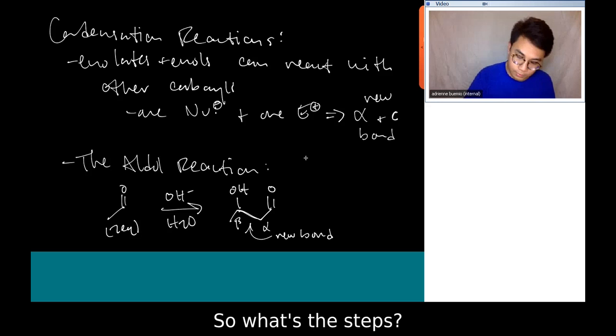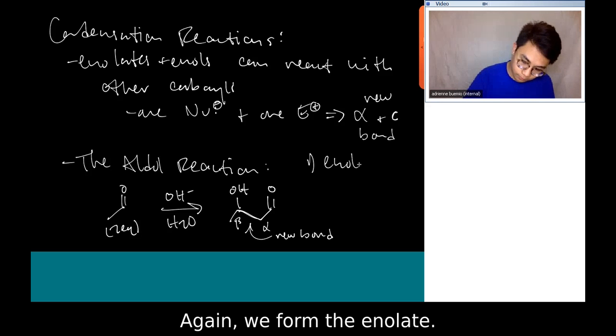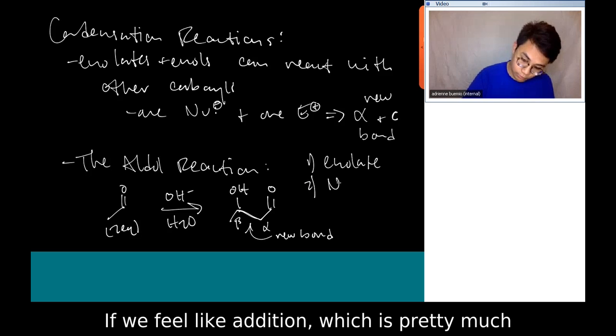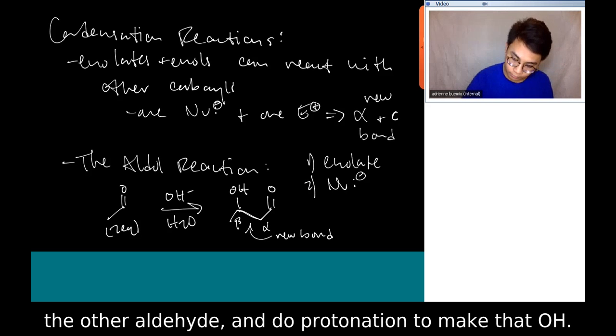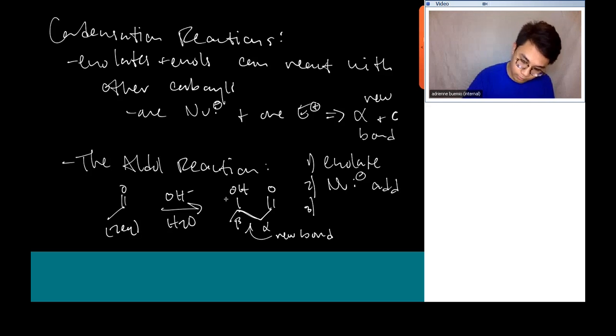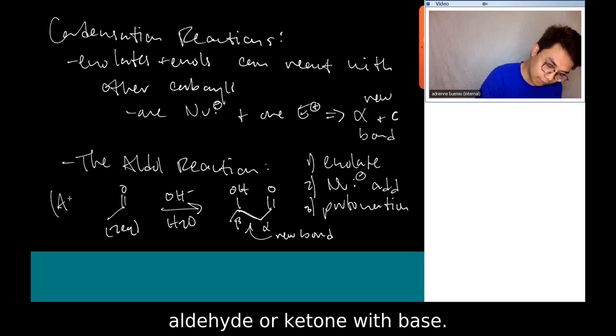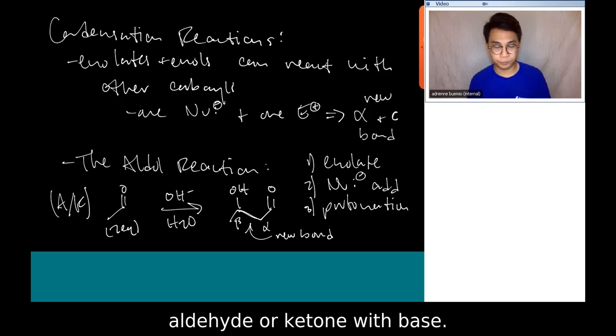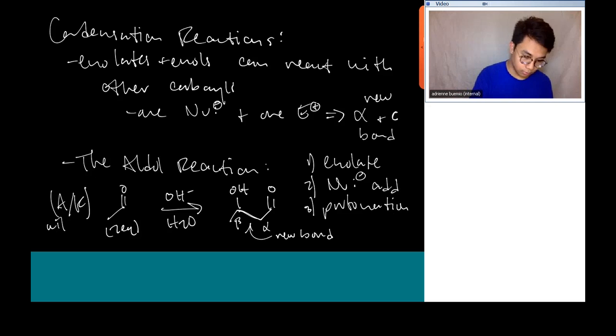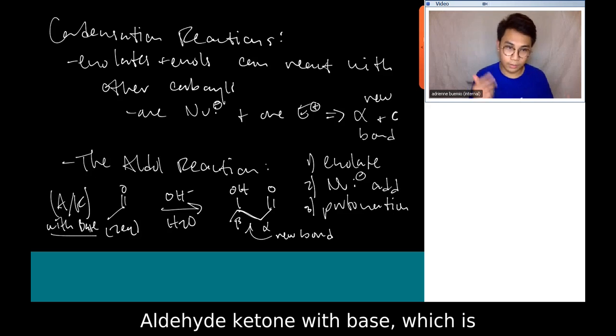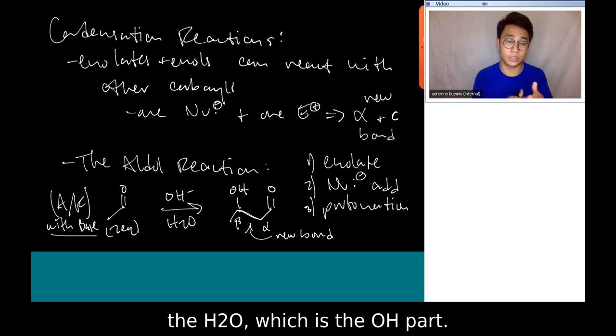So what are the steps? Again, we form the enolate, then nucleophilic addition, which is pretty much the other aldehyde, right? And three, protonation to make that OH. And now we talked about, and this can be either again aldehyde or ketone, with base, right? Aldehyde or ketone with base, which is the H2O, which is the OH part.